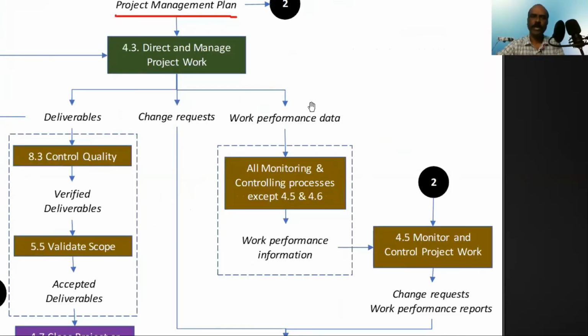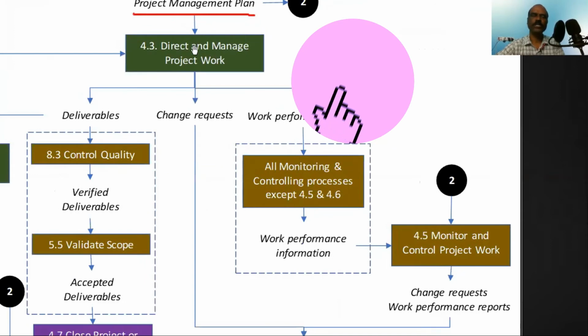The second thing you need to know is data, right? As I told you yesterday also, during execution, you will be collecting a lot of data. The data could be related to time, the data could be related to cost, the data could be related to resources, the data could be related to risk. You collect a lot of data. They are called work performance data. That means how you are performing. So the data I am collecting.